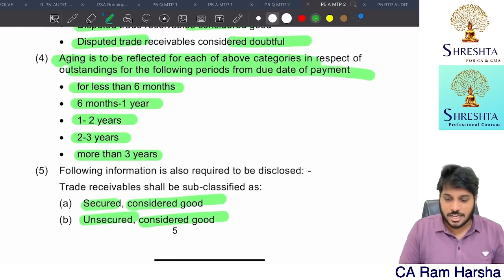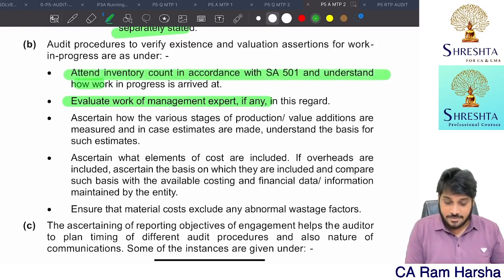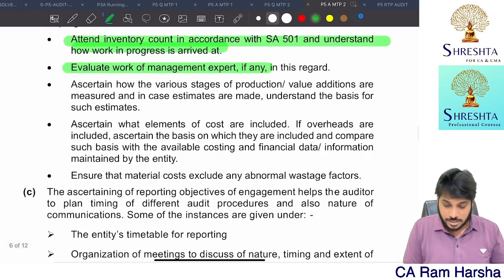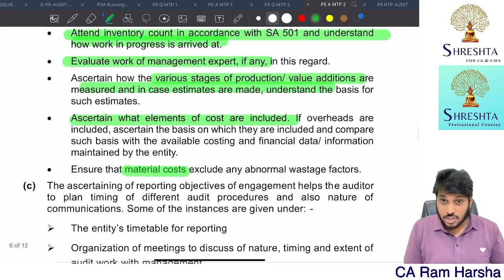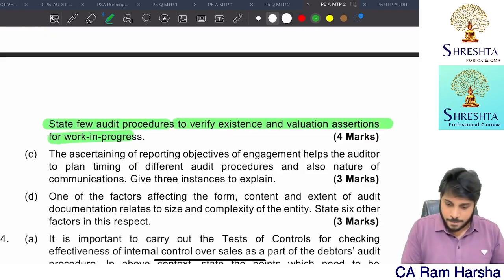So what is the stage of completion you have to verify? See whether management expert is required. Attend inventory counting if possible as per 501. Look at the cost that is involved. What is the stage of production? Whether the estimate is proper. Whether the cost of work in progress includes any abnormal wastage. That's it. Next.